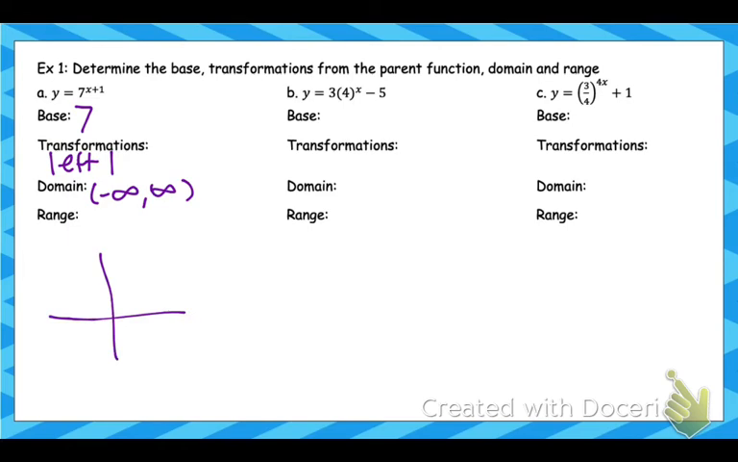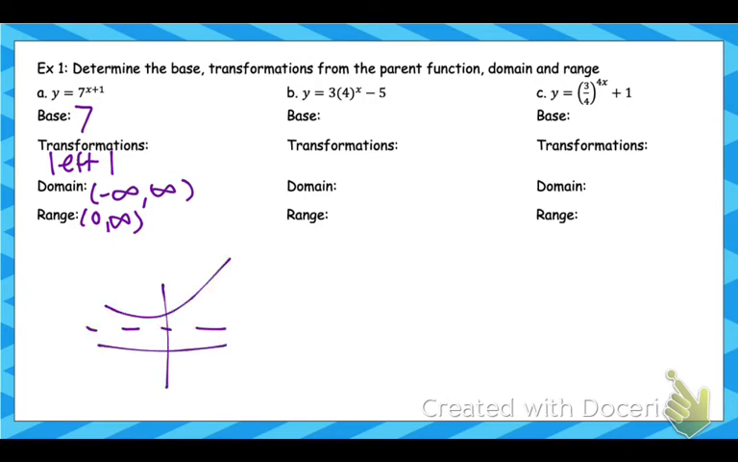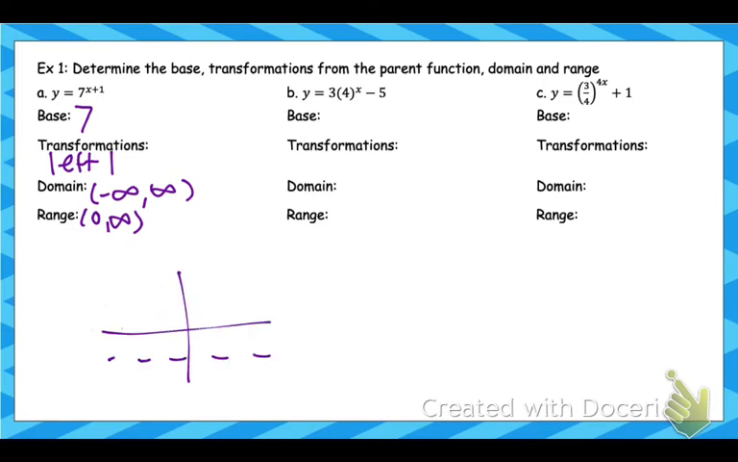It's only shifted left. It's going to have the same shape as the parent function, so the range is the same as the parent function. There are two transformations that could affect your range. One of them is going to be a shift up or a shift down, because that will change where your asymptote is. The other change could be a reflection, because if my graph is going down, that's going to make my range look different. All right, let's try another one.